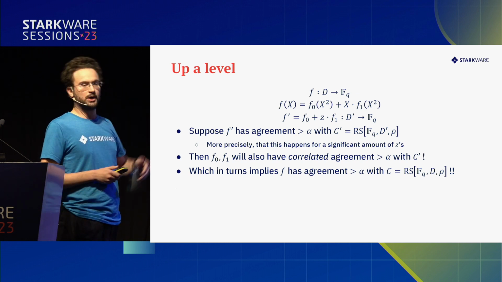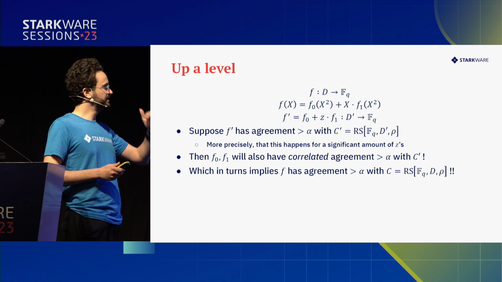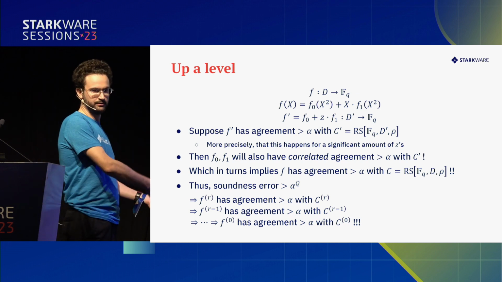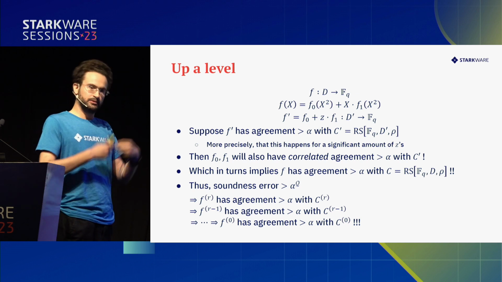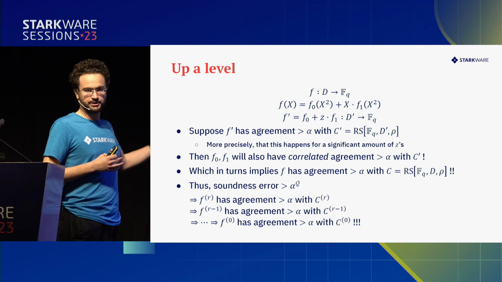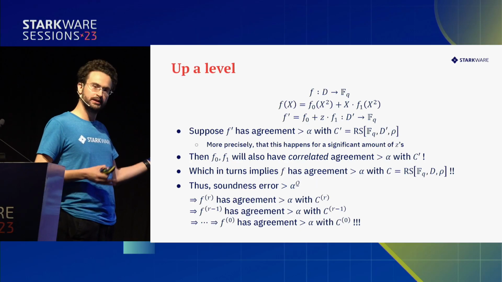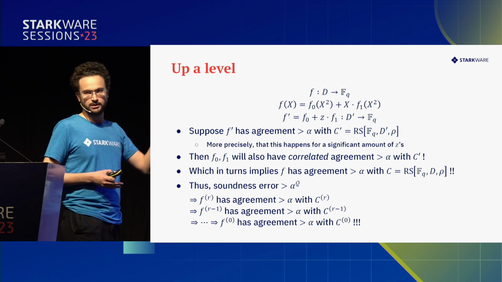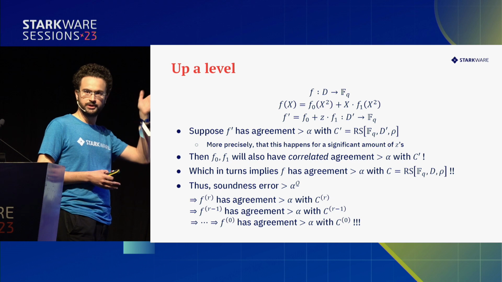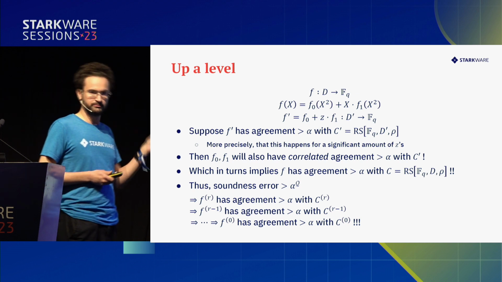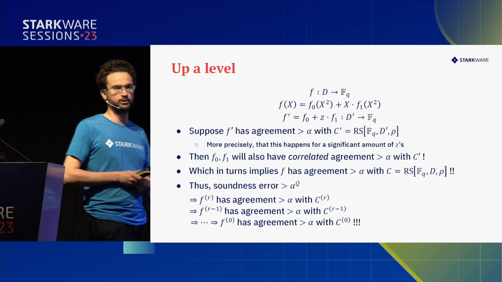Okay, and why is this good? So this is just one step, but we can just repeat this argument for every step. So if we know that the final soundness error was greater than alpha to the power of a number of queries, then we saw earlier that that means that the final function had to have agreement greater than alpha with the final code. And now we repeat this argument. That means we can go up a level. The penultimate function had agreement greater than alpha with the penultimate code, and up and up and up until we reach the original function. So now we know the original function was not some arbitrary or random function. It was actually a function that had a significant agreement with the original code. So it was close to being a polynomial of a correct degree.